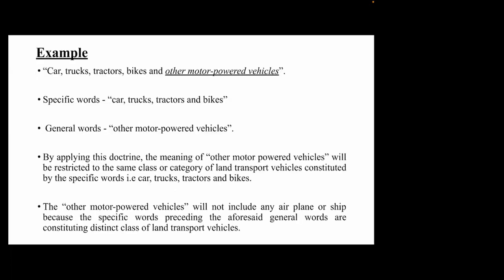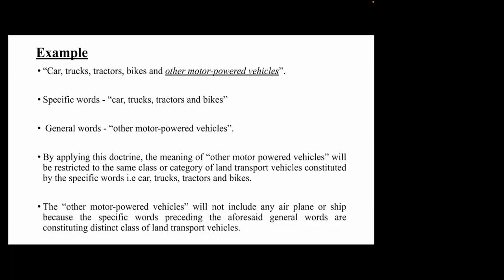Let us understand this doctrine with an example. For instance, a provision of a particular legislation makes a reference to words like cars, trucks, tractors, bikes, and other motor powered vehicles. So here, the specific words are cars, trucks, tractors, and bikes, which constitute a distinct genus or class of land transport vehicles. And the general words are other motor powered vehicles. Therefore, the conditions for applying the doctrine of ejusdem generis are fulfilled.